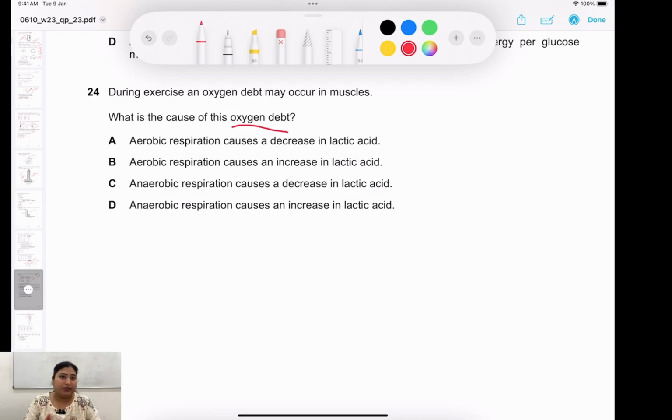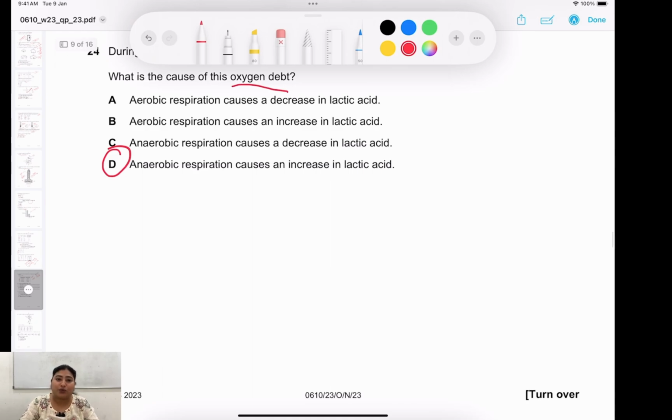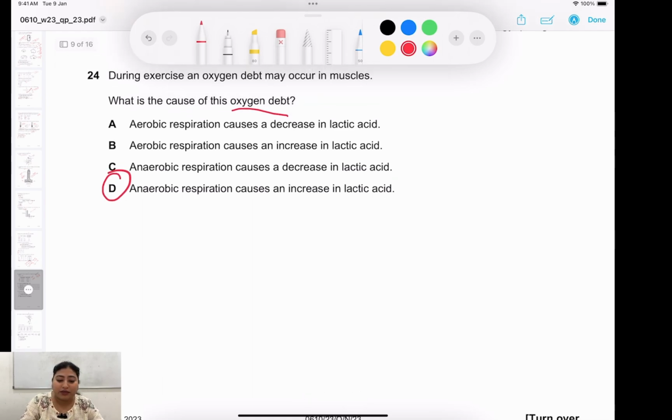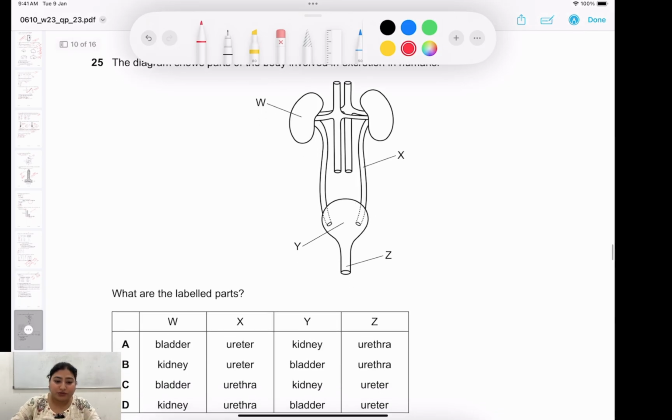is very high, you're taking in a lot of oxygen, but still it is not up to the mark for what your muscles require at that time, and at that time your muscles tend to go for anaerobic respiration. So oxygen dip will occur in what? In anaerobic respiration, and anaerobic respiration causes an increase in the lactic acid. So this is the suitable option, that is 24, and the answer is anaerobic respiration causes an increase in the lactic acid. Okay, moving to question number 25.